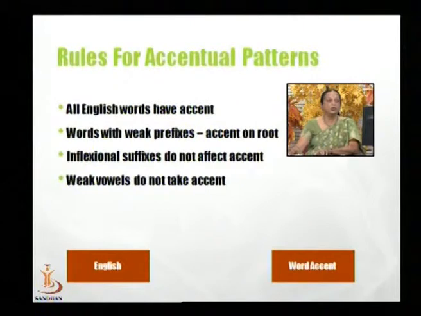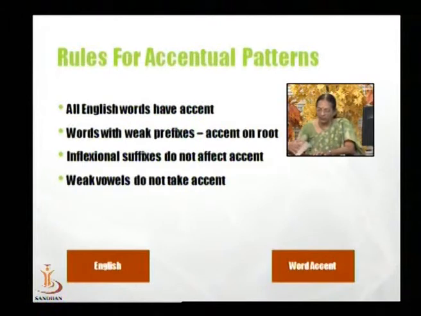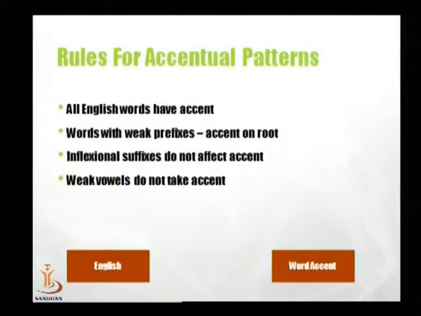which are not monosyllabic. Words with weak prefixes, the accent is on the root. It would be interesting to go back to your text when you go back home and try and read these words on page 137, 138, 139, 140, 141. From page 137 to 141 in your textbook. You have words with weak prefixes. For example, the prefix a. So you've got abode, abroad, ahead, alone, because, become, below, beneath.